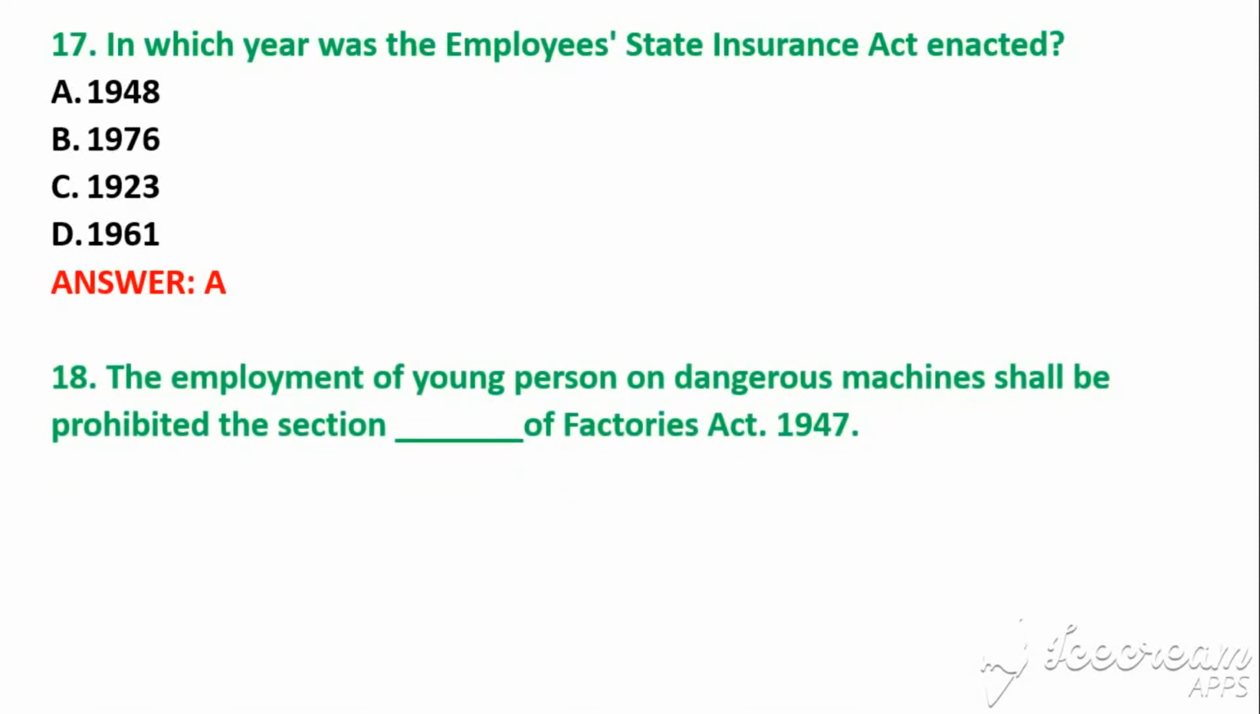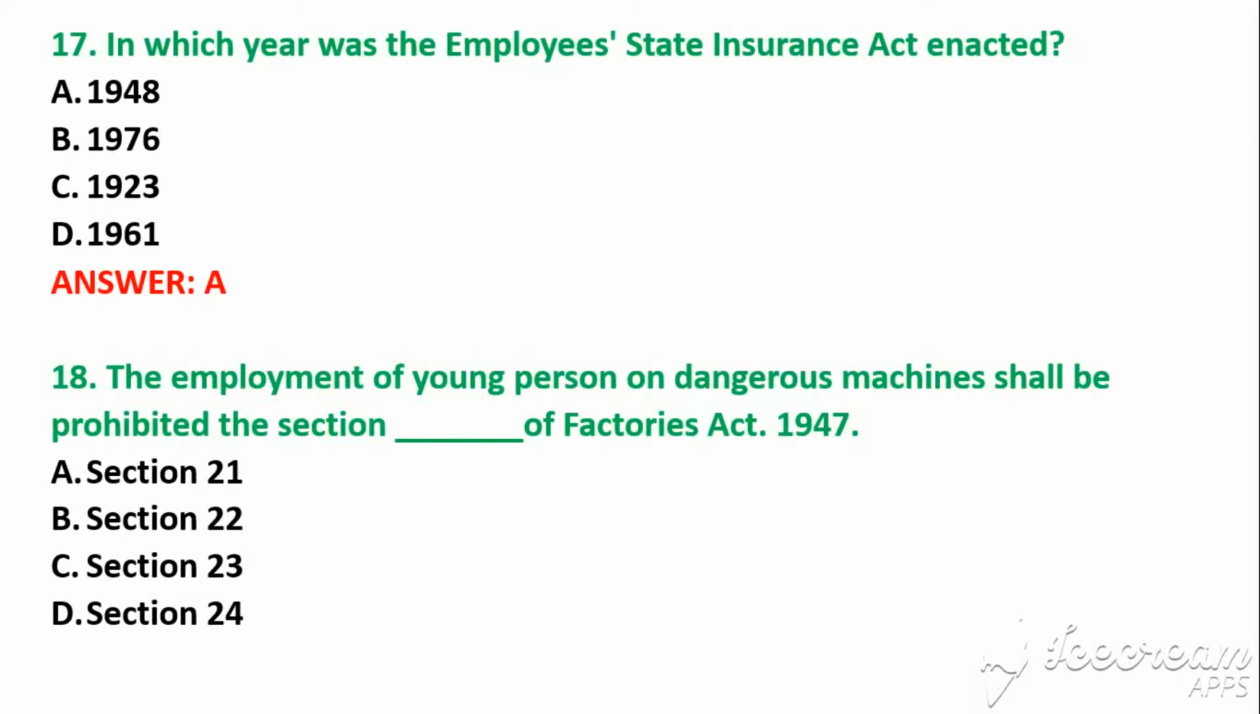The employment of young persons on dangerous machines shall be prohibited under which section of the Factories Act? The options are Section 21, Section 22, Section 23 and Section 24. Yes, C is right, Section 23. Section 23 prohibits the employment of young persons on dangerous machines. So young persons will not be allowed on dangerous machines. So Section 23 is right.